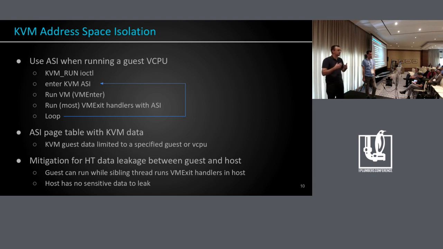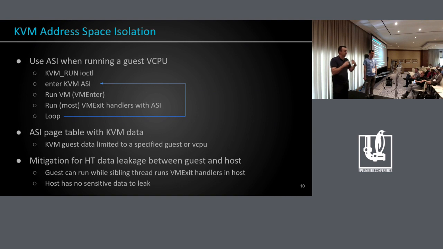The good thing is that it protects you from guest to host attack, because if you have a guest running on the other sibling thread and it tries to attack the host, it will see non-sensitive data. In that case, the ASI page table has mapping limited to the particular guest you are running. So you need to map the KVM module, obviously, in addition to other data and some data specific to the guest you want to run. There's different ways to implement this. Either you have data specific to your guest, or, in the second version I've done, I had only data specific to the vCPU itself.